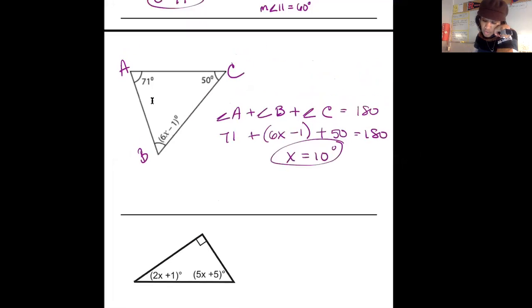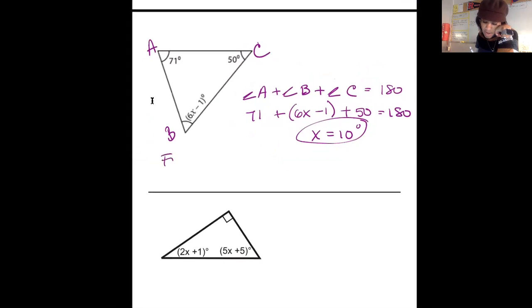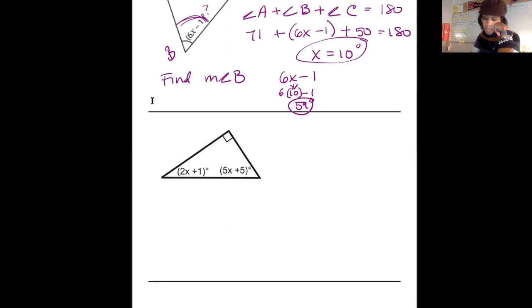Now, what if they told you in this question, find the measure of angle B? What if they wanted this whole angle? Then you would just substitute 6x minus 1. You would change the x to 10 and use parentheses, and you would get 59 degrees. So x by itself is 10 degrees, but the measure of this whole angle here would be 59 degrees, okay?